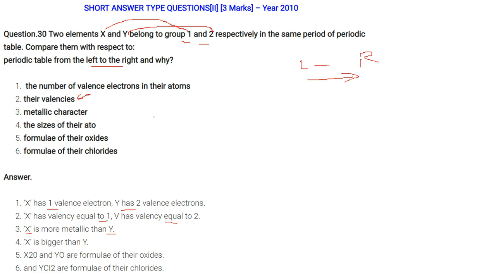Formula of their oxides: the valency of X is 1, so it will be X2O, and because the valency of Y is 2, it will be YO. And formula of their chlorides: chlorine has valency 1, so Y will make YCl2 and X will make XCl.